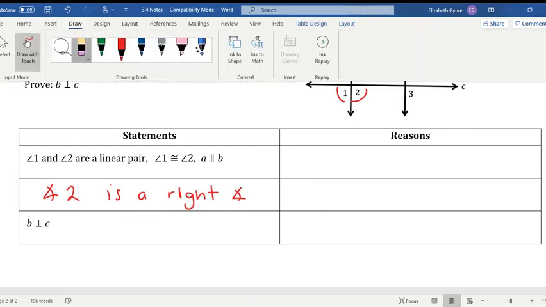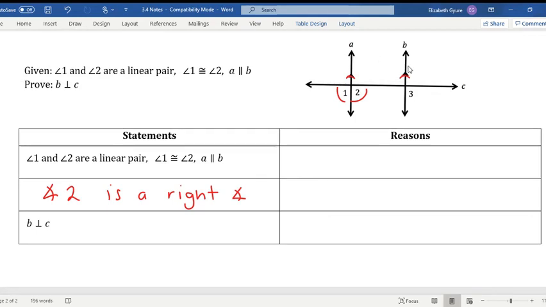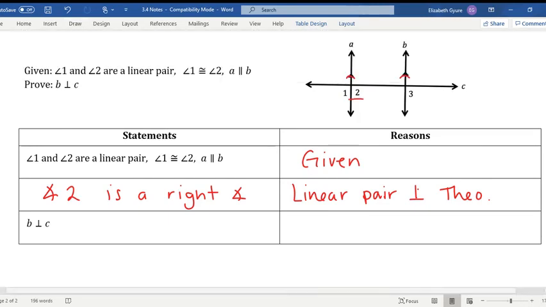That's actually our new theorem that we just proved right above. They were a linear pair. They were congruent. That is the linear pair perpendicular theorem. Oh, I forgot to write given. Thank you. Gotta have that half point. And then this is the linear pair perpendicular theorem. They're a linear pair, they're congruent, so it's perpendicular. Now I have that angle 2 is a right angle, or angle 1 if you would prefer.